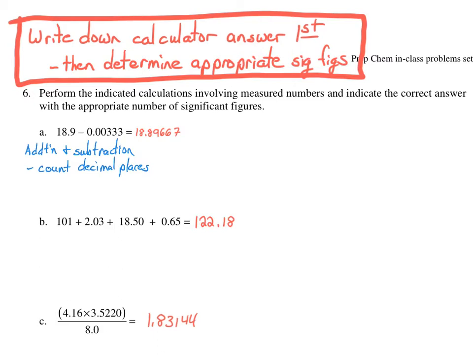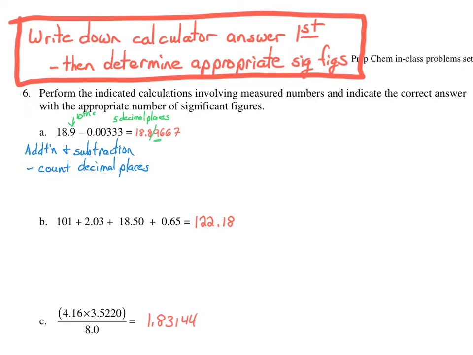In this first problem, we see our first number here has 1 decimal place, i.e. it's rounded off to the tenths place. Our second number goes all the way out to 5 decimal places. So in our response, our final numerical answer, we're limited to the tenths place. We cannot go beyond the tenths place.